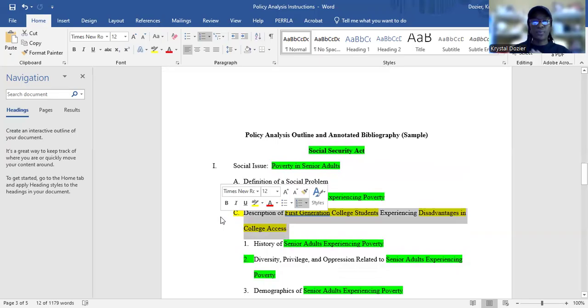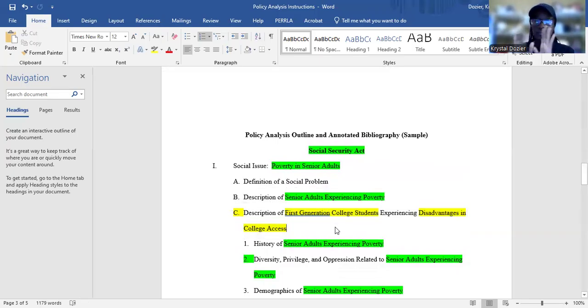That's for my example. Yours doesn't have a yellow, but this is for my example. So don't stress out about that. All of yours is in green. Every area that is in green, that is what you change. So for Social Security Act, that's their policy that they are using. That's the policy identified. Okay?